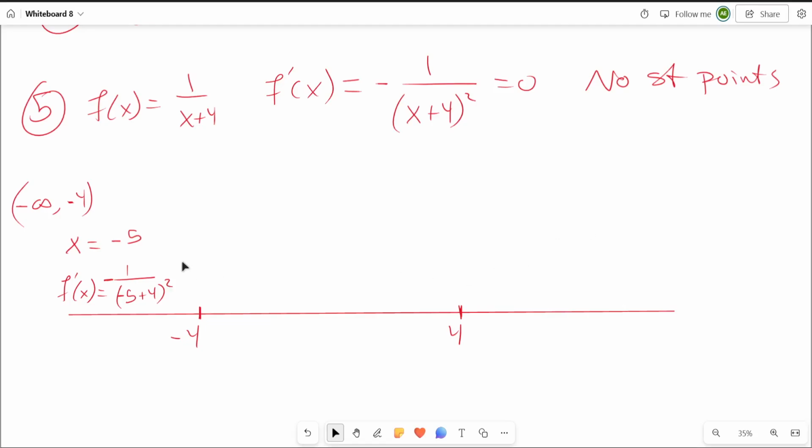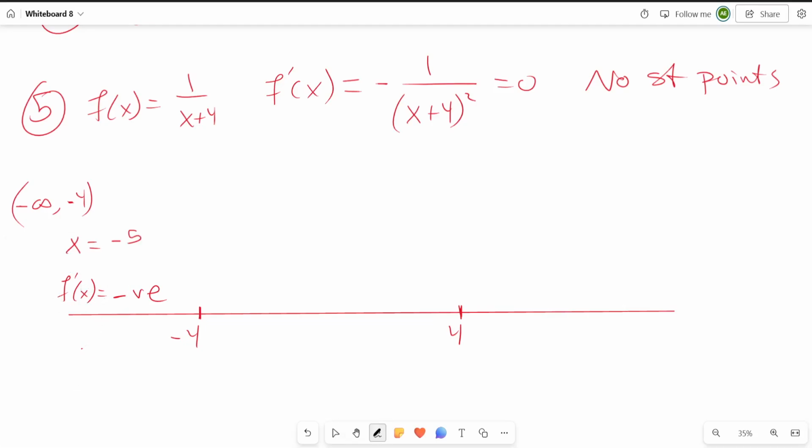I don't care about the value. I only care about the sign. So over here, this is going to be having a negative sign, which means that at this interval, the function is decreasing because the first derivative has a negative sign. Over here, between -4 and 4, I can take simple x as x equals 0. F dash of x is going to be -1 over 0 plus 4 squared. 1 over 4 squared negative, so it's going to give me a negative value. So over here is decreasing.